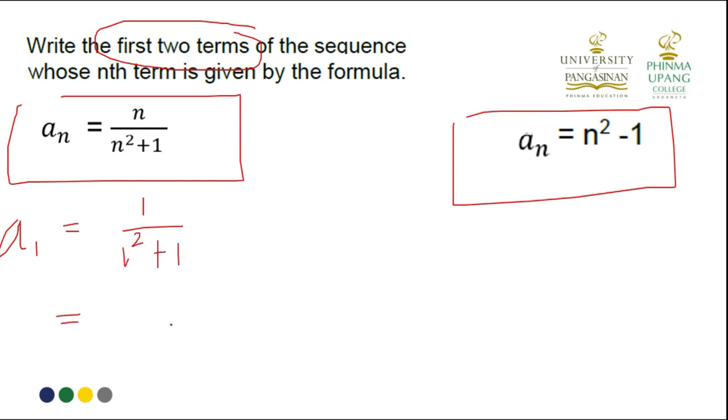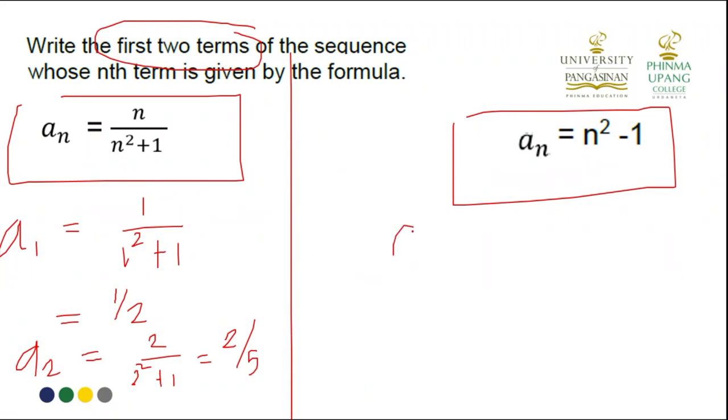So, answer po. Half. 1/2. Okay, can you give me the a sub 2 now? What is the second term? 2/5. Very good. It's 2/5. Second term is 2/5.